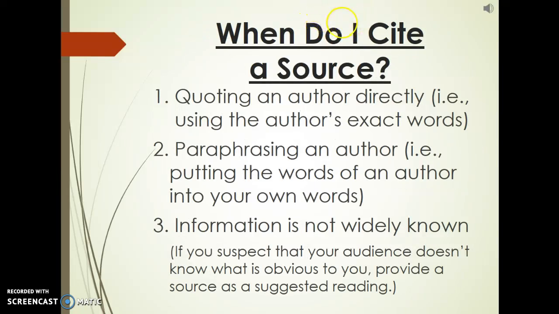You will cite a source when quoting an author directly, that is, using the author's exact words, paraphrasing an author or putting the words of an author into your own words, and when information is not widely known. If you are writing a paper on computer science and you anticipate that your audience does not have the extensive knowledge and experience with computers, you might want to incorporate some outside sources into your paper that your audience could utilize as references and to expand their own knowledge on the topic.